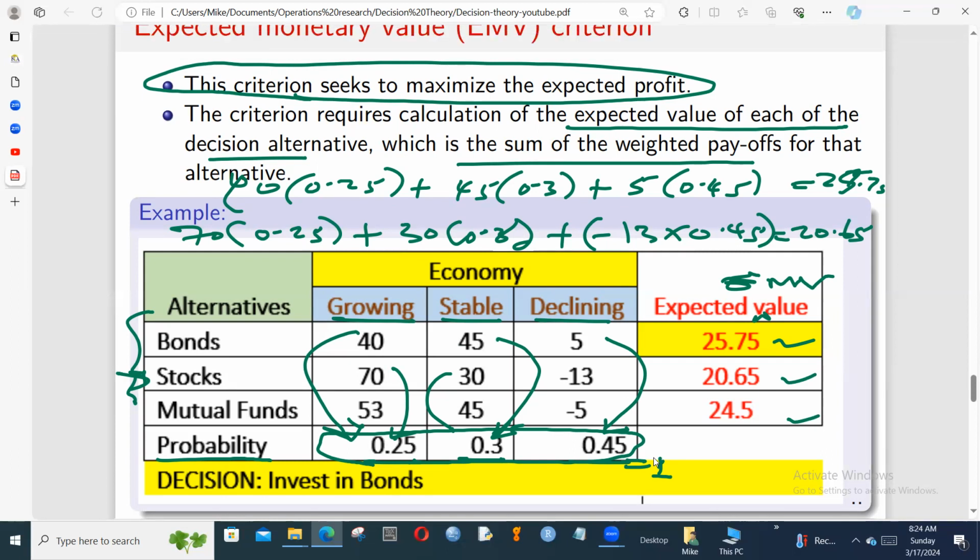Now, according to the expected monetary value criterion, the criterion seeks to maximize the expected profit. Remember, this is the expected profit for each decision alternative. So you will choose the one that gives you the maximum, and the maximum here is 25.75, corresponding to bonds. So based on the expected monetary value criterion, our decision maker will choose to invest in bonds because it will give the highest expected profit of the three investments. And that has been obtained by calculating the expected value associated with each decision alternative.